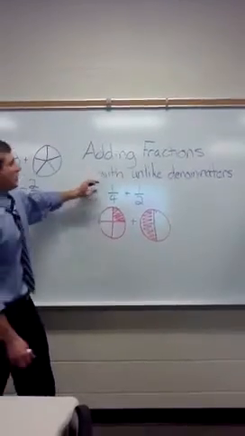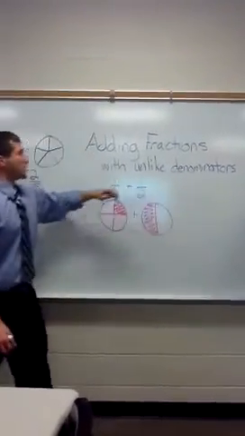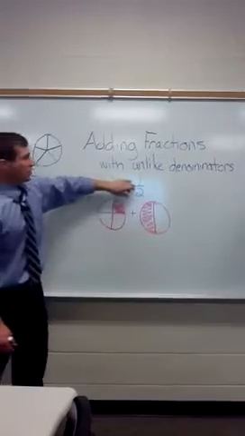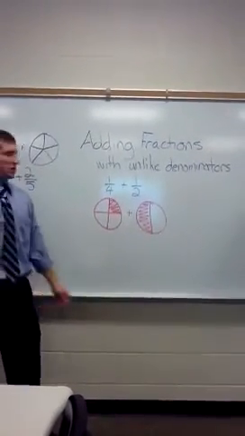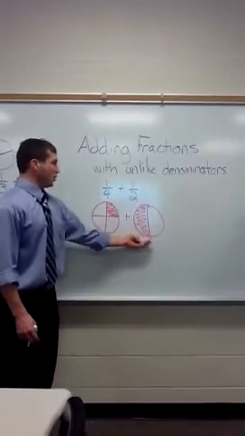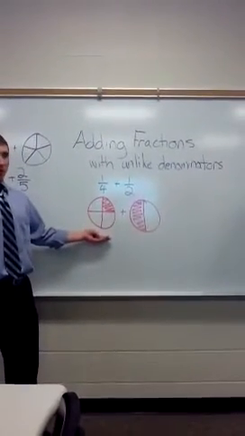Adding fractions with unlike denominators. So now our denominators are different. So we're talking about pieces that are different sizes, of course, because this one is cut into 2 parts, where this one is cut into 4 parts.